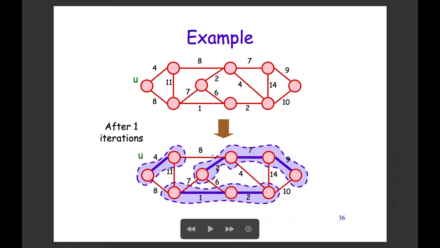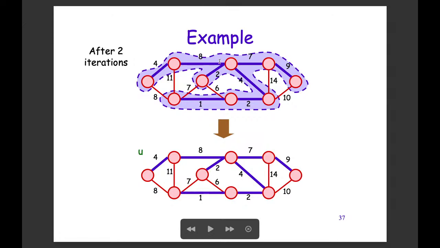So what we are going to do here is we are going to make the connection here. So when everything is now connected, then we end the algorithm. So this is the Borůvka.